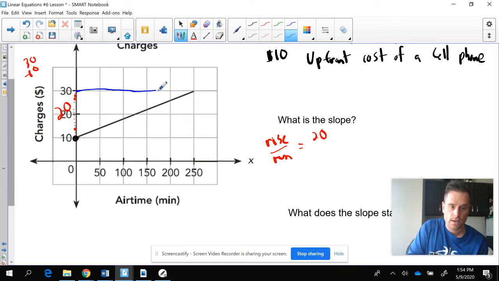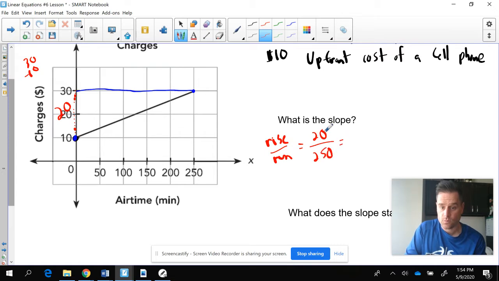And the run, 0 all the way to 250. I like to use the points that it gives us. I like to use the starting point and the ending point. You could use any of these points here, but I like to use the very start where it starts and where it ends. So 20 over 250. And we can simplify that. We make that 2 over 25, and we can leave it like that. That's perfectly fine. But this has to do with money, and so you could also say that the slope is equal to 0.08.